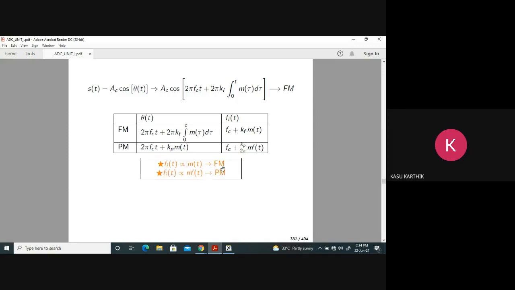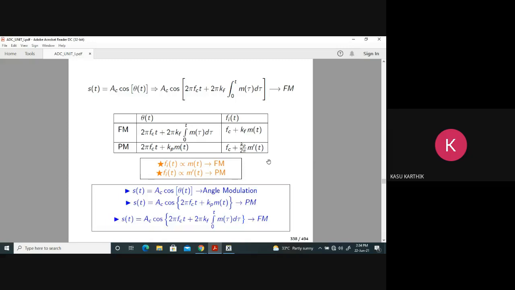Just now I told you, fi of t is proportional to m dash of t in one case, and proportional to m of t in the other. That is about FM and PM. So this is the final thing: Ac cos theta of t is nothing but angular modulation. It could be frequency or phase. What is the phase equation? What is the frequency equation? Everything is very clear to you, correct?